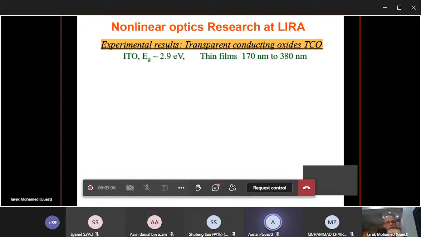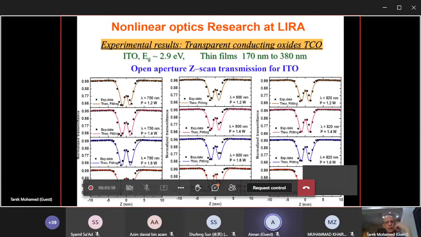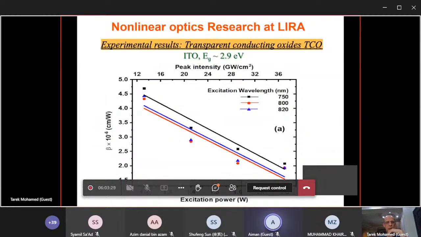Also, we tried transparent conducting oxides like TCO. We studied ITO thin film, and in this study we tried to see the effect of different thickness. So here are the open aperture measurements. From these open aperture measurements, we get the nonlinear absorption coefficient as a function of the excitation wavelength. We can see here it is decreasing with the excitation wavelength, and we did this with different excitation wavelengths.